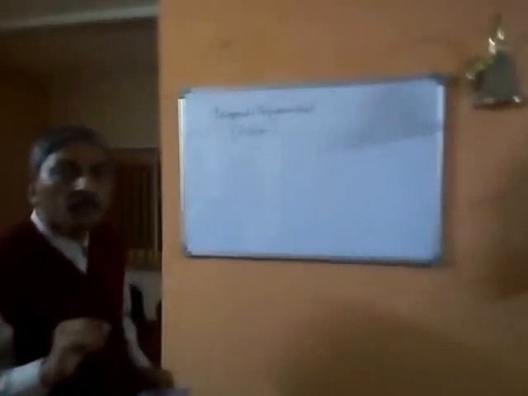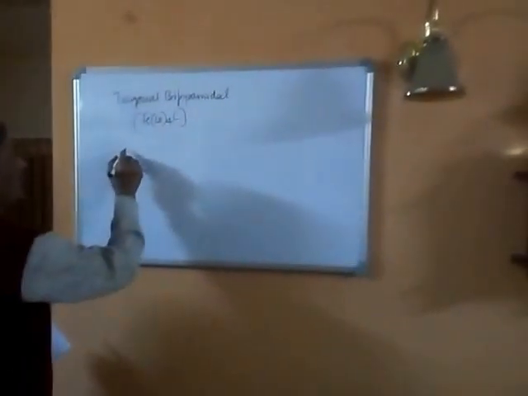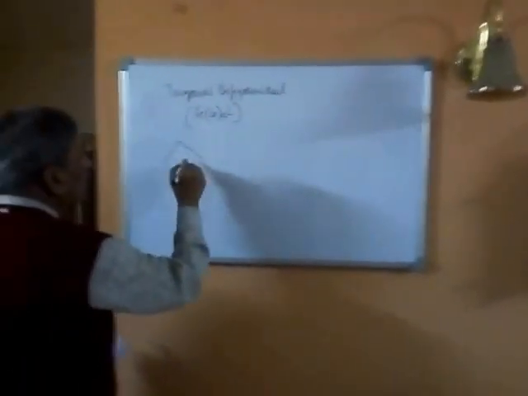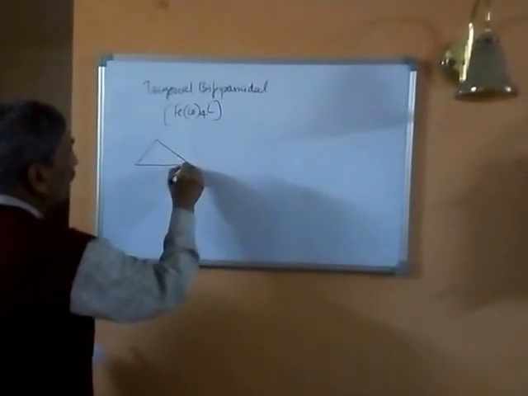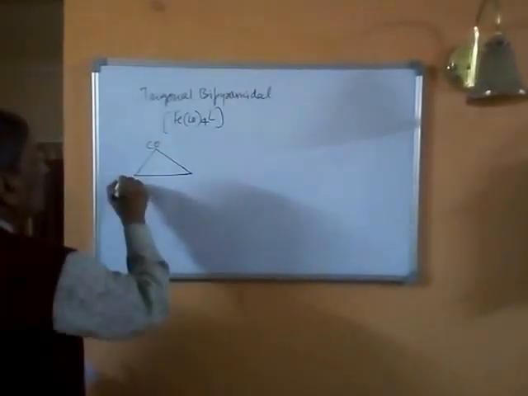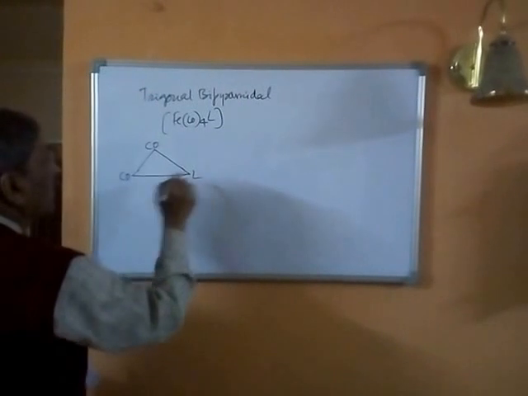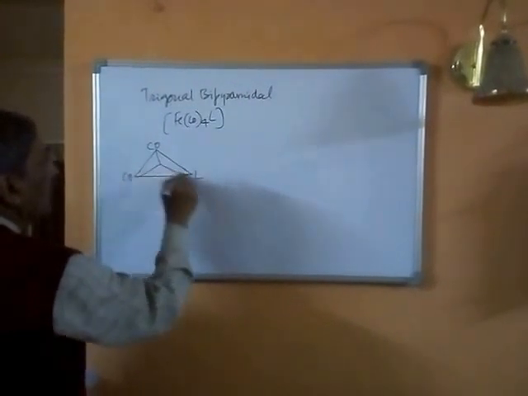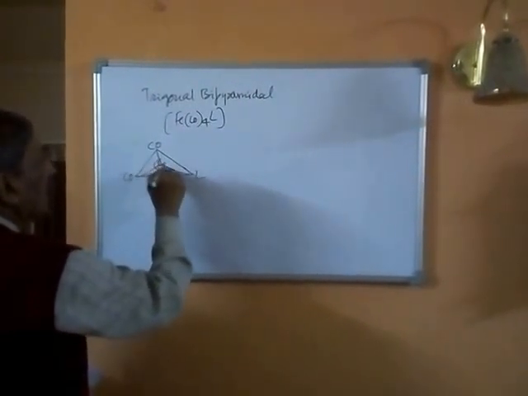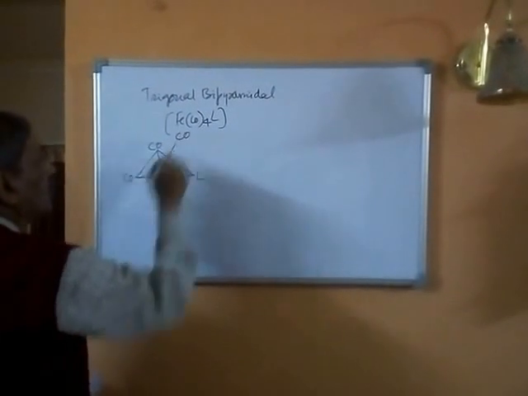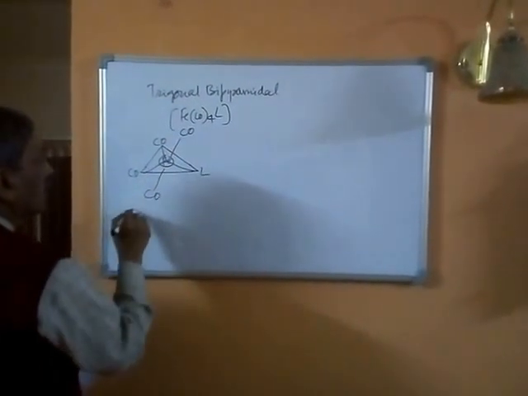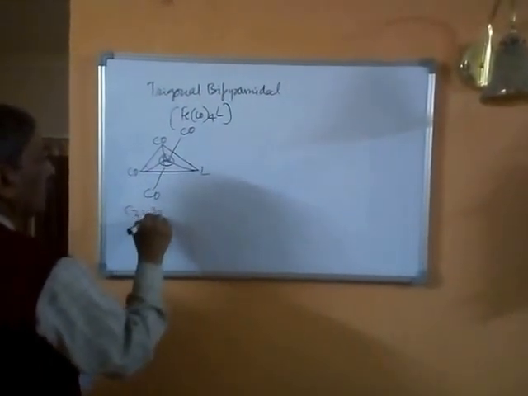Consider the other symmetry, which is the C2V symmetry, and we had drawn that structure 2 wherein we had two COs and one L in the equatorial plane, and two COs in the axial position. This was our C2V symmetry.